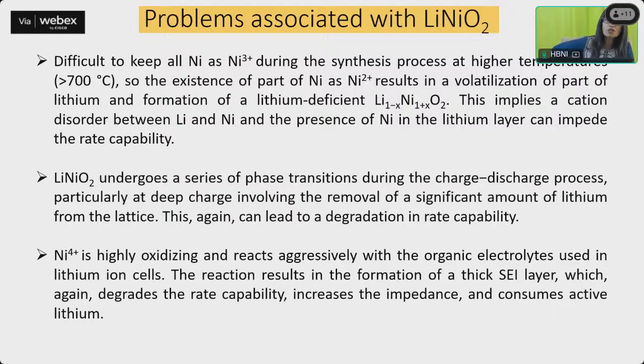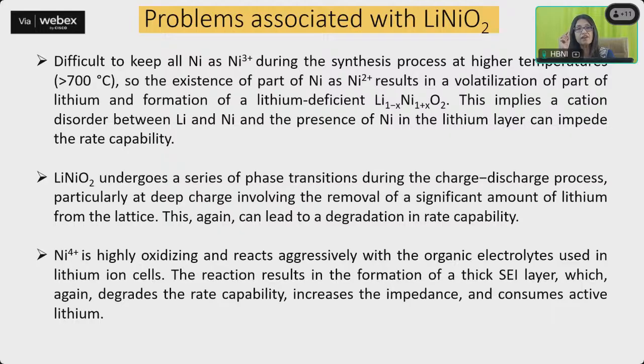Then we were talking about the problems which are associated with only LiNiO2. As I said, Ni in this LiNiO2, what is going to happen? Ni is going to be in 3 plus form, and it doesn't support itself in 3 plus form. This will come from your coordination chemistry knowledge. Why it doesn't support itself in Ni 3 plus form? It has a tendency to reduce to Ni 2 plus, and the moment it reduces, it will lose some part of the lithium. So there is going to be a cation disorder between lithium and nickel, because there will be nickel present in the lithium layer, and this is going to impede your rate capability.